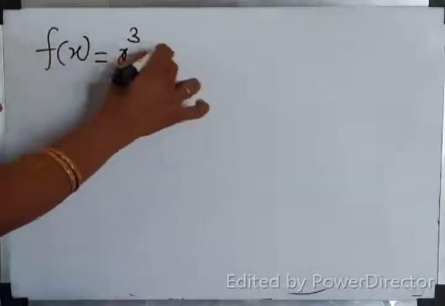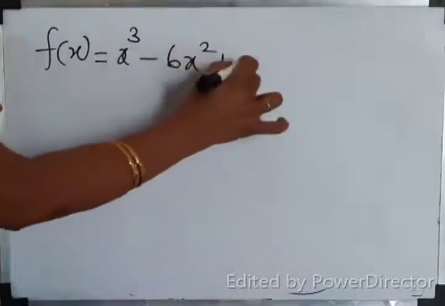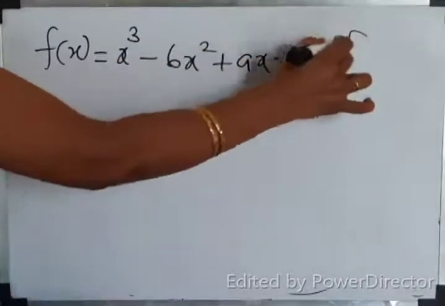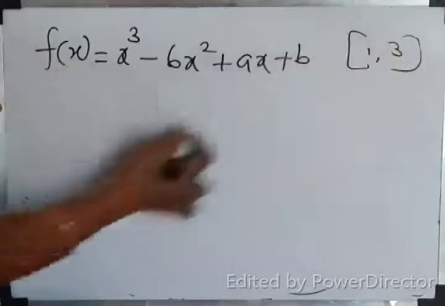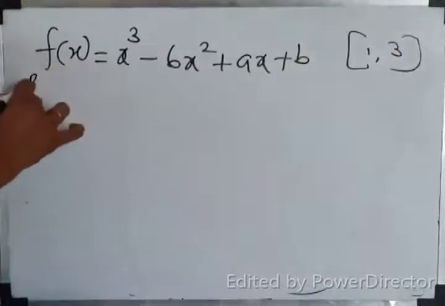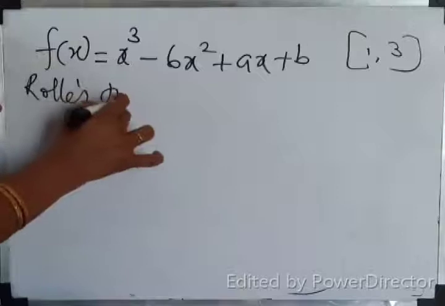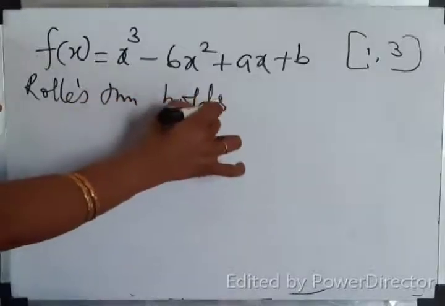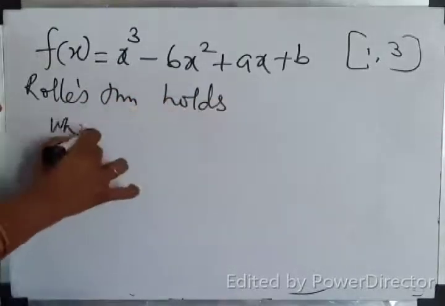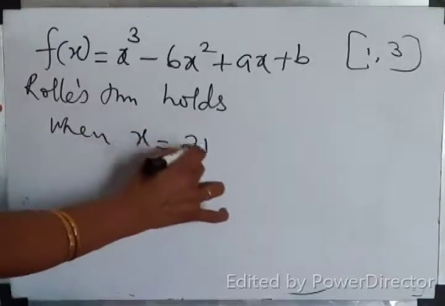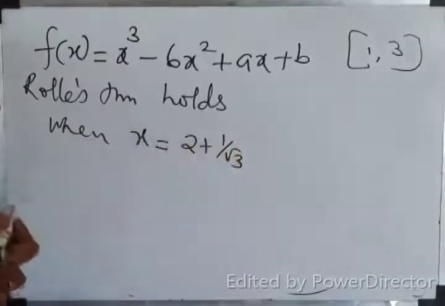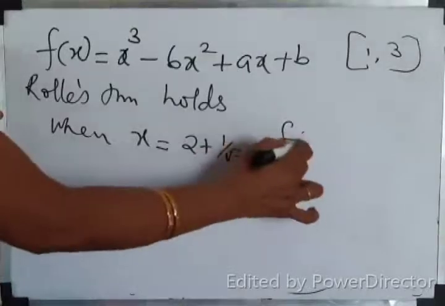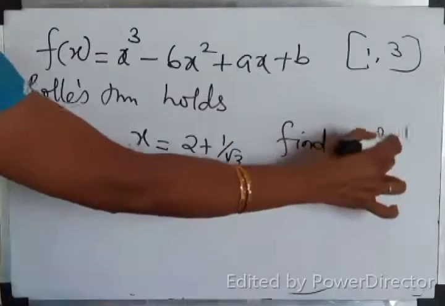The next question is, it is given that f of x equal to x cube minus 6x square plus ax plus b on [1, 3]. Rolle's theorem holds when x is equal to 2 plus 1 by root 3. Find a and b.